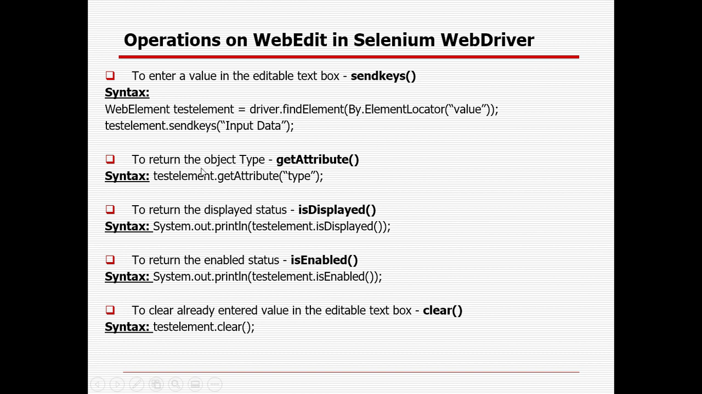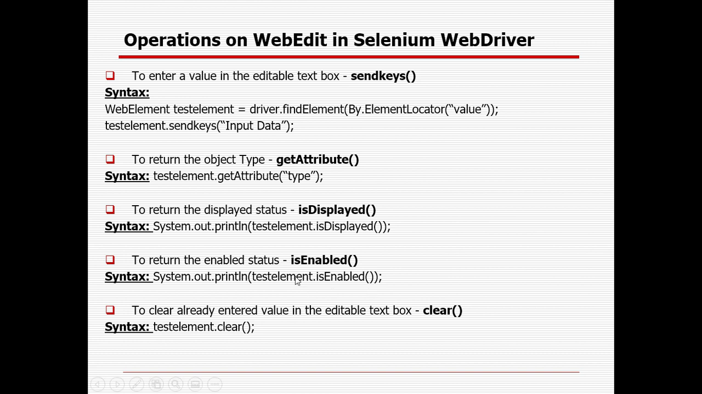Then if you want to return the object type of that particular text box, you need to use the getAttribute method. And if you want to return the display status, whether the field is displaying or not, you have to use the isDisplayed method. And if you want to check whether the field is enabled or not, sometimes the edit field, the text field is there, right, but it is disabled. You can't enter any value in case it is disabled.